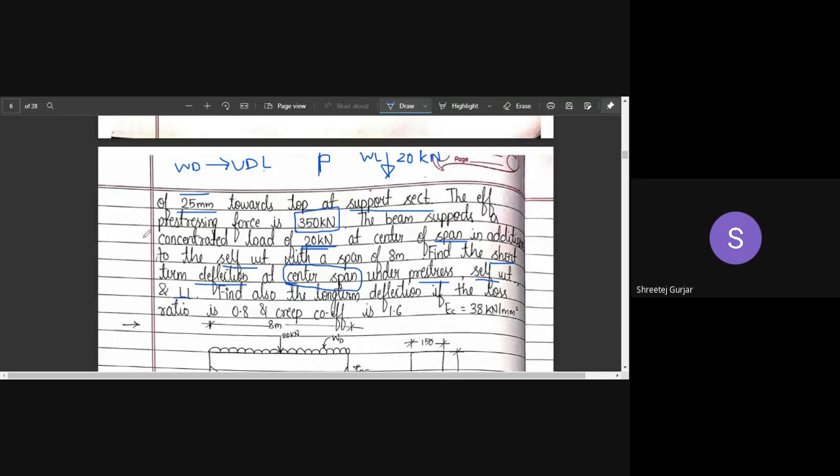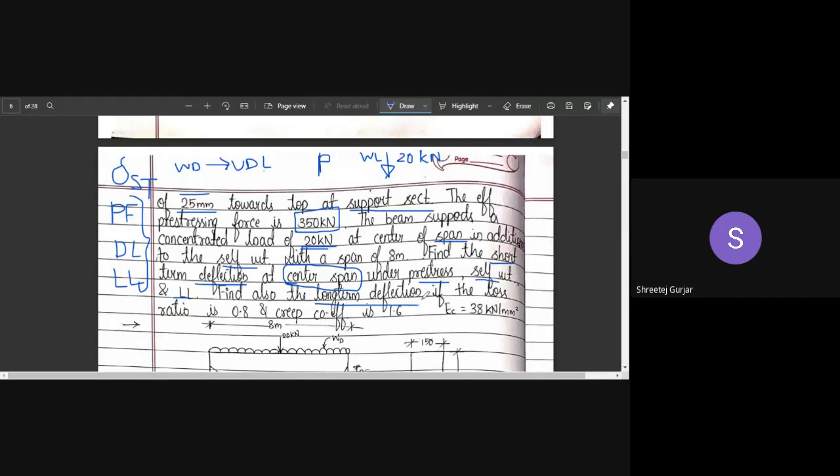So what do we have to consider while calculating short-term deflections? We have to consider pre-stressing force, dead load, and live load. Considering all these three, we have to calculate short-term deflections, delta ST. And where exactly do you have to calculate that? At the center span.